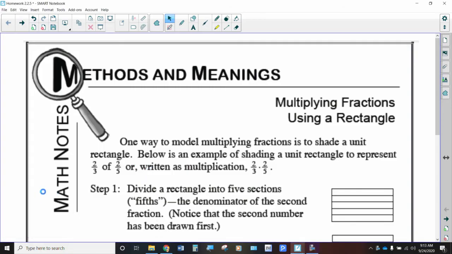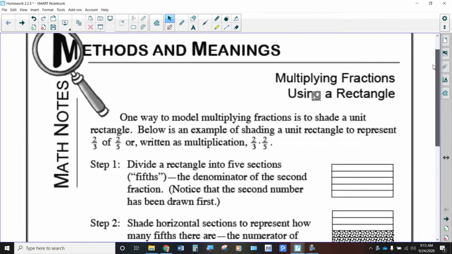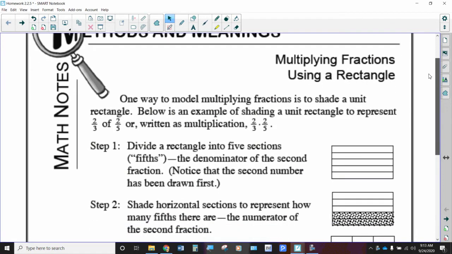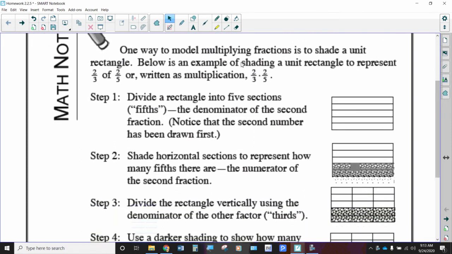Alrighty, let's take a look at our homework for lesson 2.2.5. We're going to start off with the M&Ms for modeling the multiplication of fractions using a rectangle for that model. So one way to model multiplying fractions is to shade a unit rectangle. By unit rectangle, they mean that this rectangle refers to one whole unit.